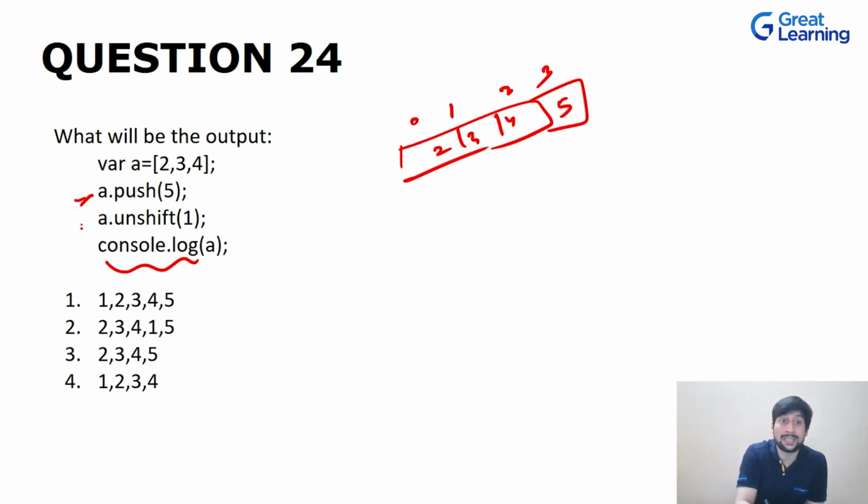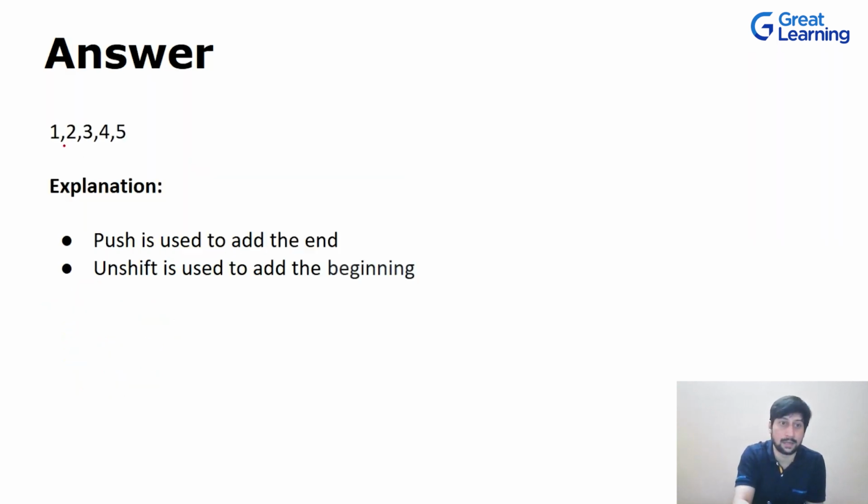Now, whenever we are using the unshift method with arrays, it will always insert the value at the beginning of the array. So it will be inserted over here and now the indexing will change. 1 becomes 2, this becomes 3, this becomes 4. So the total length of this array is 5. As you can see, the output over here will be 1, 2, 3, 4 and 5. So this is the output.